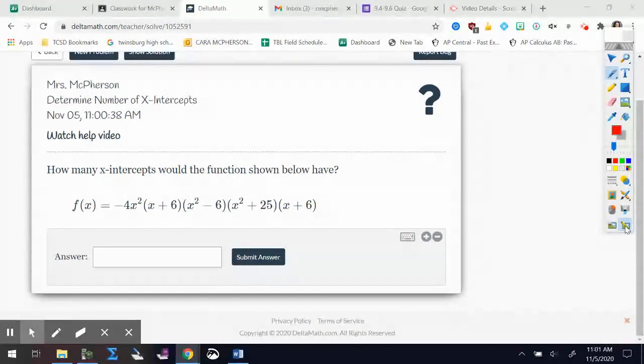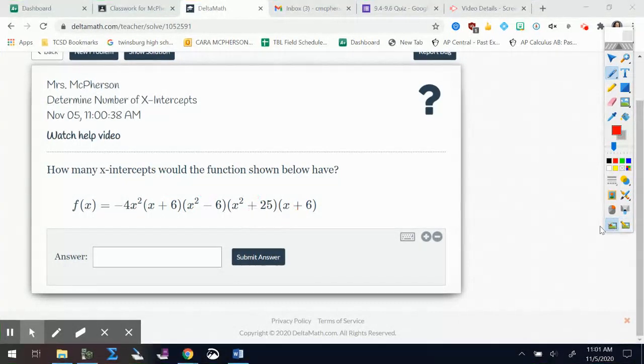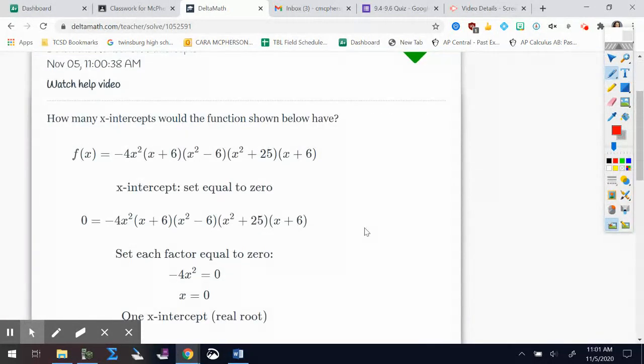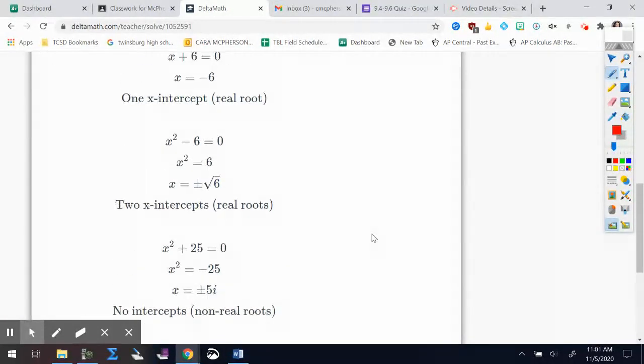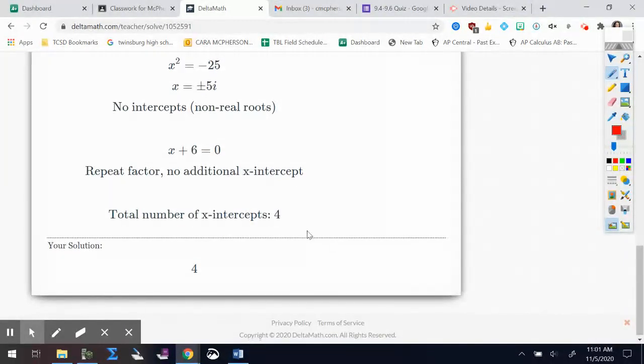So if I'm doing a tally here, I've got 1 from here. I've got 1 here that's also the same as over here, so I don't want to count it. I've got 2 here, and I've got none here. So it has 4 x-intercepts. Again, you could graph it on your calculator and see the same thing. And it even mentions, if you go down a little bit, that x plus 6 repeats, so you're not going to get another x-intercept because it's the same one.